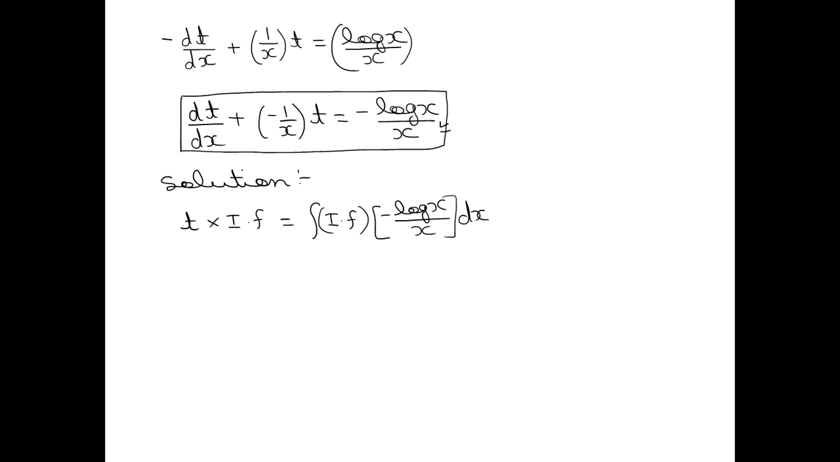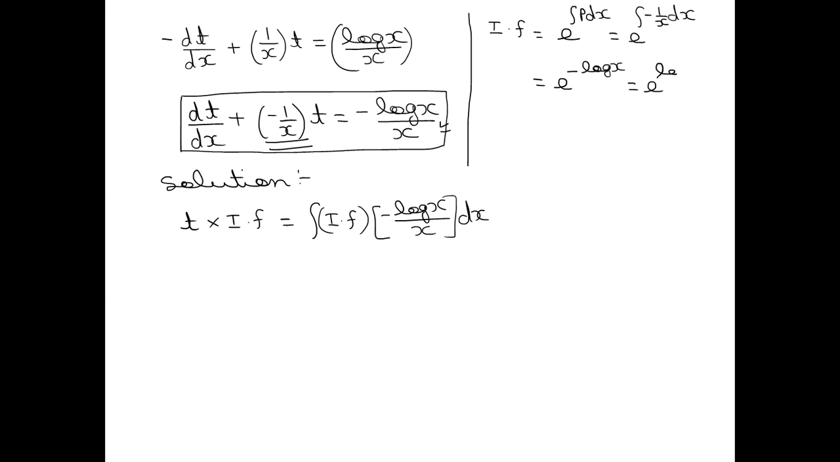So I am calculating the value of the integrating factor over here. Integrating factor is nothing but e raised to the power integral p dx, and what is p? P is this value, so it is integral of minus 1 upon x dx. So it becomes e raised to the power minus of log x. Take this negative sign in the power of x, you will get e raised to the power log of 1 by x. So the integrating factor becomes 1 upon x.